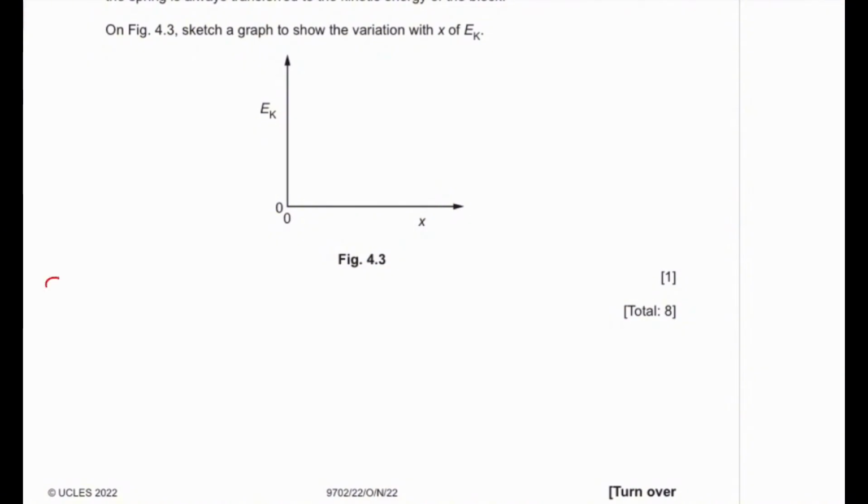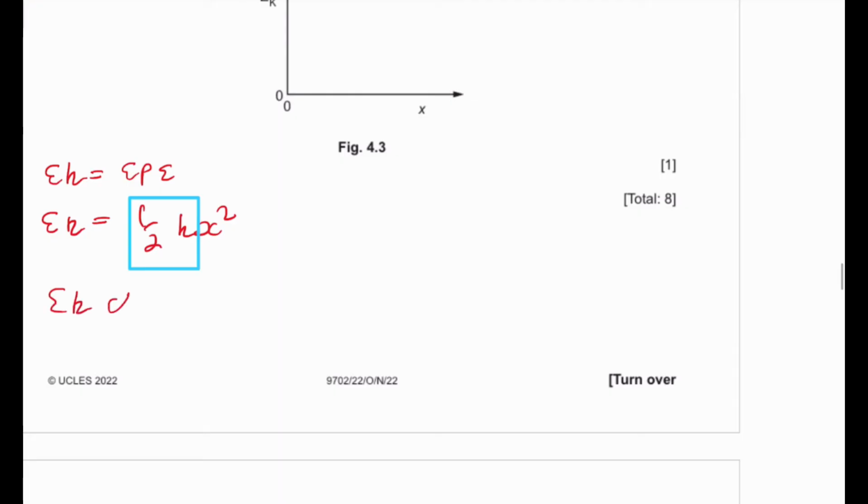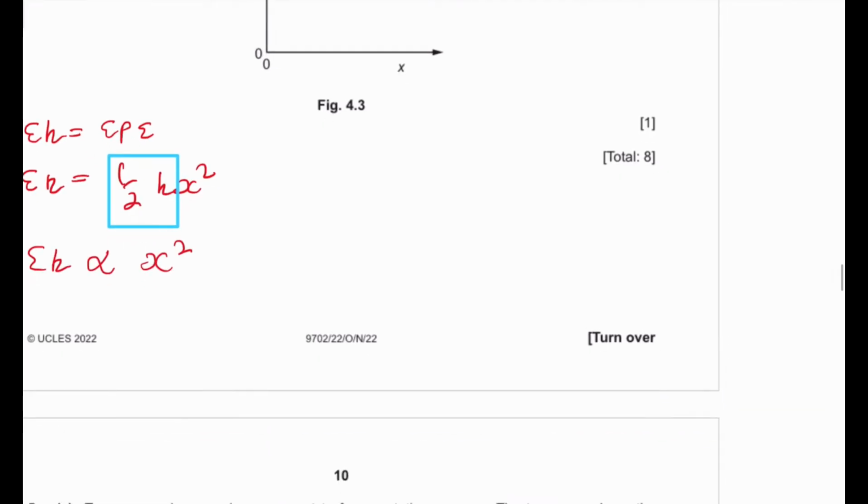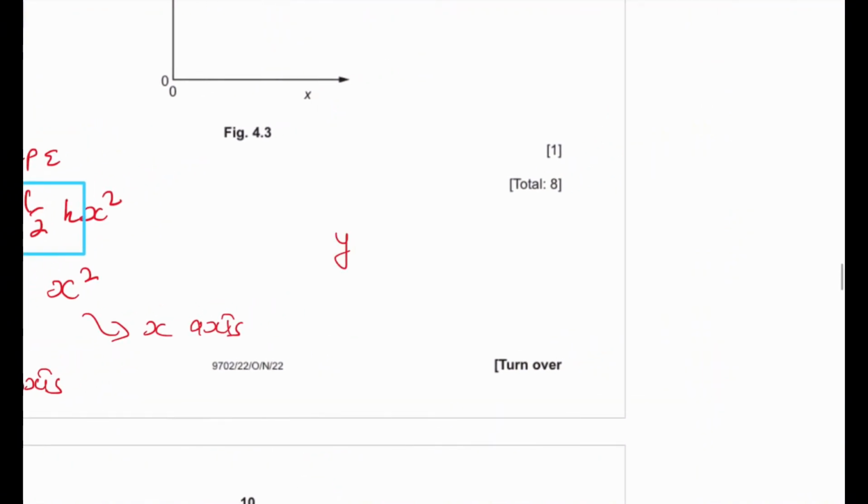I know that my EK is equivalent to my EPE based on the information I've been given. So my EK is 1/2 kx squared, but 1/2 k is a constant. So EK is directly proportional to x squared. EK is on the y-axis and x squared is on the x-axis. So you're saying y is directly proportional to x squared. What does the graph of y directly proportional to x squared look like?